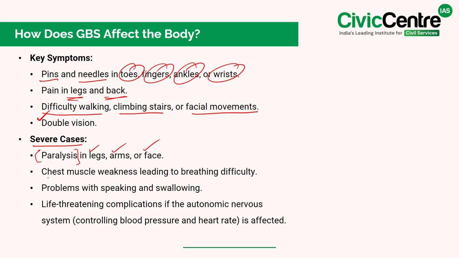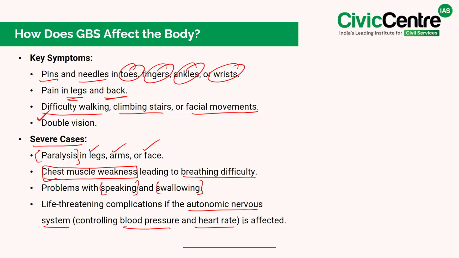the daily activities. Moreover, as the disease advances, it can weaken the chest muscles, leading to difficulty in breathing, and as a consequence, patients may face problems with speaking and swallowing, which can severely impact their ability to communicate and eat properly. And in extreme conditions, the disorder can lead to life-threatening complications if the autonomic nervous system, which regulates the blood pressure and heart rate, is affected.